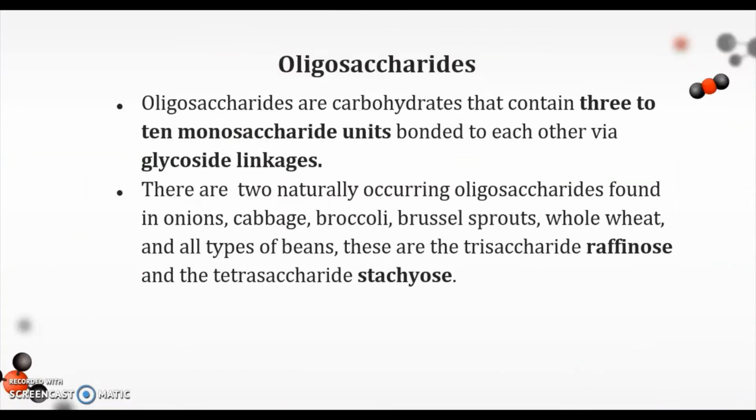Oligosaccharides. Oligosaccharides are carbohydrates that contain 3 to 10 monosaccharide units. They are also bonded together with the help of glycosidic linkages. There are two important oligosaccharides: raffinose and stachyose.